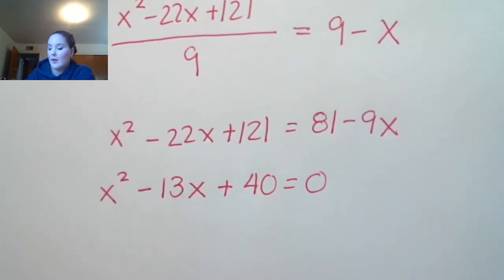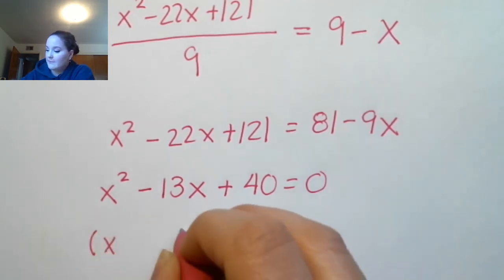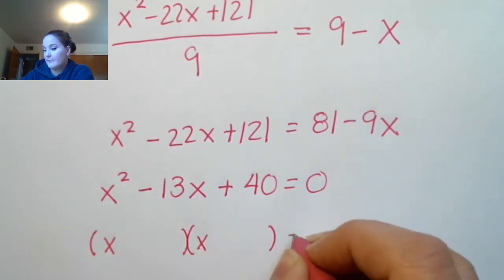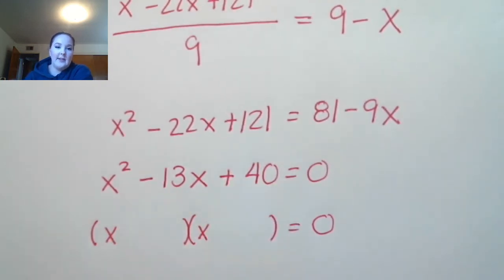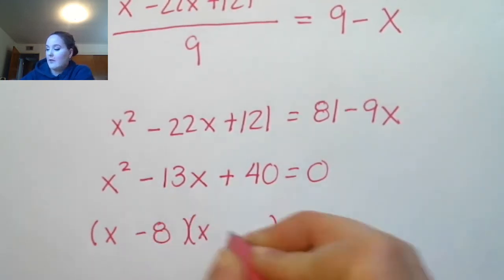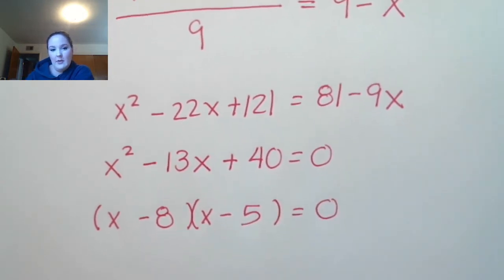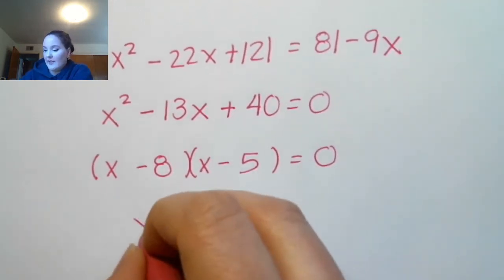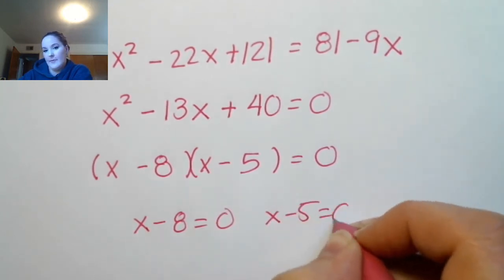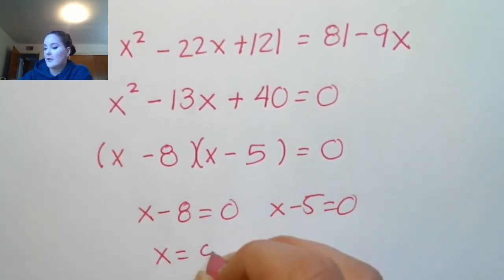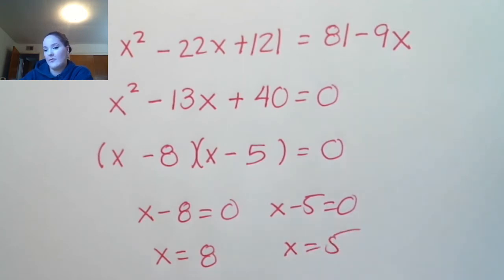Okay, now I'm going to solve this by factoring. What multiplies to 40 and adds to negative 13? It should be negative 8 and negative 5. Set each of my factors equal to 0, and I get my two solutions, x equals 8 and x equals 5.